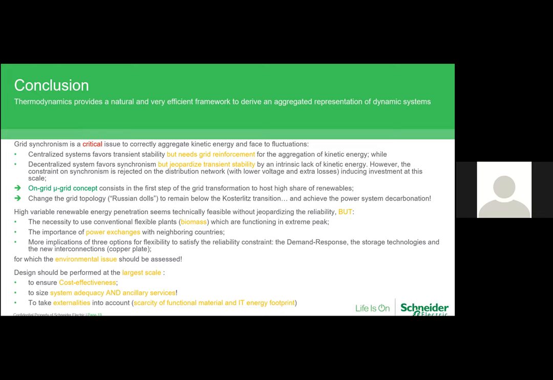We have two mitigated results. The first one is that centralized systems favor stability but jeopardize synchronism, and conversely, fully decentralized systems jeopardize inertia. They are very good for synchronism, but do not have enough kinetic energy to aggregate. So we probably have to find a trade-off between them.